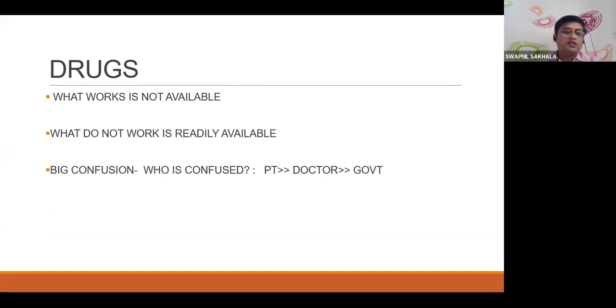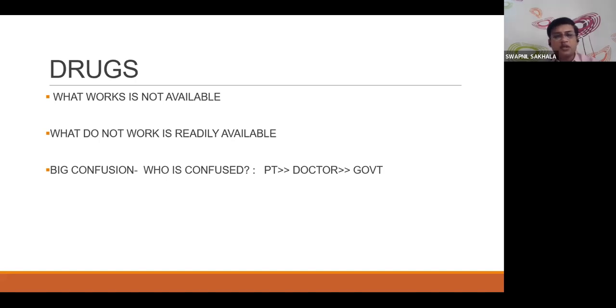Now, the second topic is drugs. This is the most interesting topic today, I suppose. What works is not available, like Sotrovimab or Bebtelovimab, and what does work is readily available. But we are confused whether to use it or not. Even if you prescribe Molnupiravir, on the second day the patient calls you saying, sir, it has been banned, should I return it, will they take it back? So unnecessary contradictions are happening around us because of the confusion.